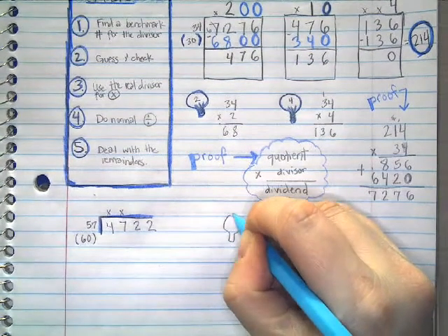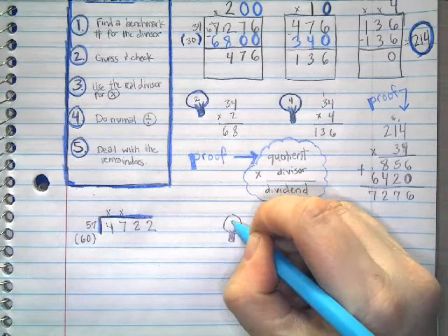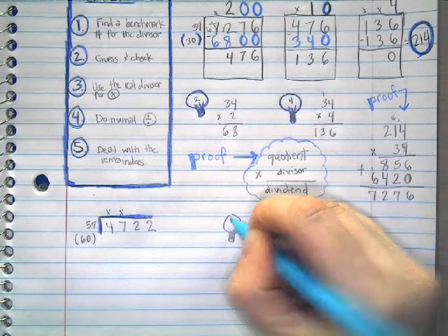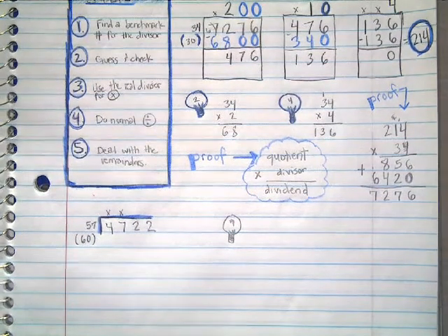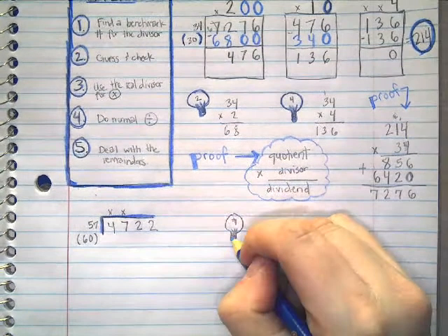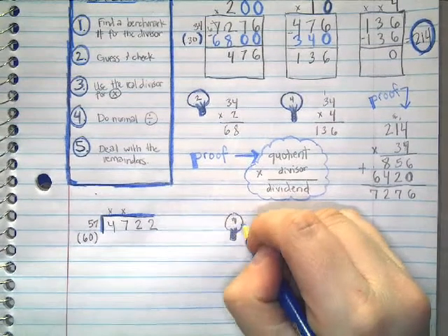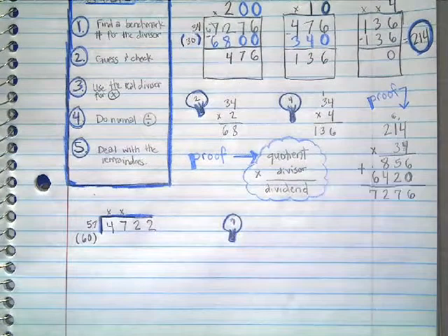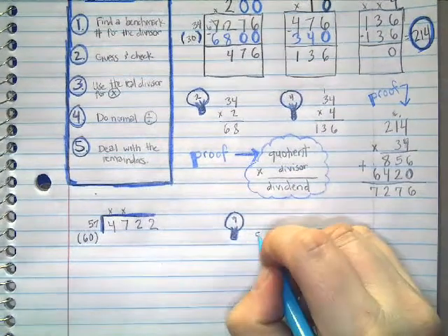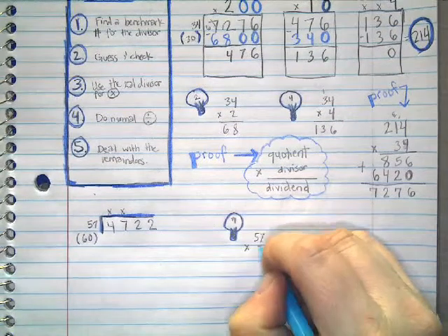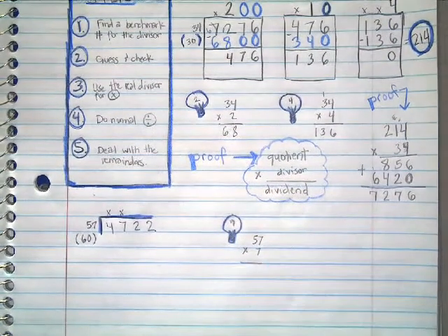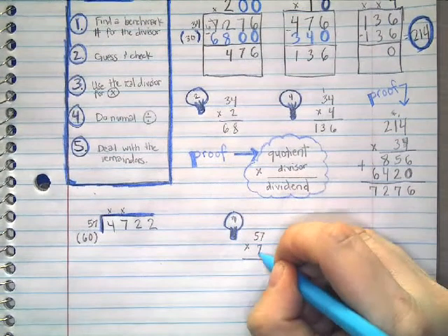So let's guess and check with, what did we say we were going to try? 7? Okay, we're going to try 7. So put a light bulb. We're going to try 7. Okay? What are we timesing by 7? The actual divisor, which was 57.